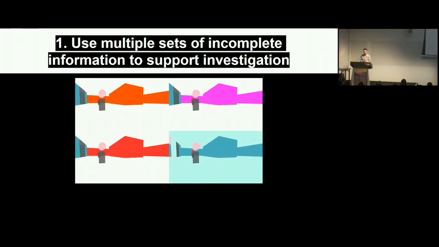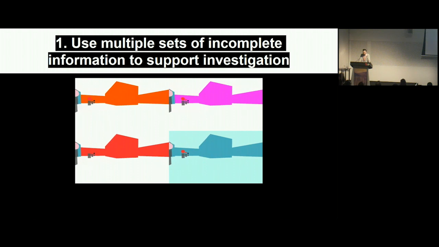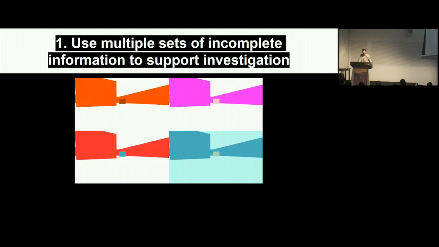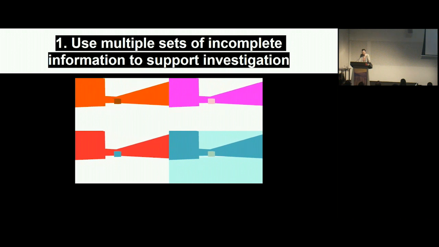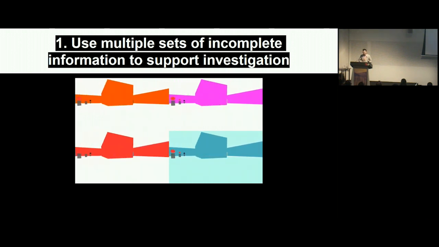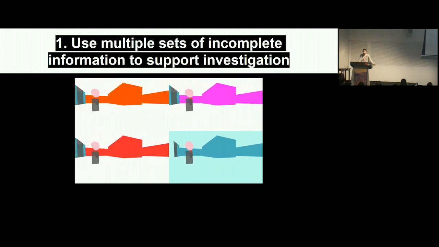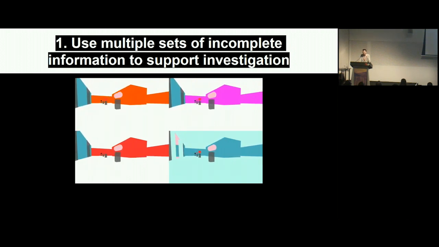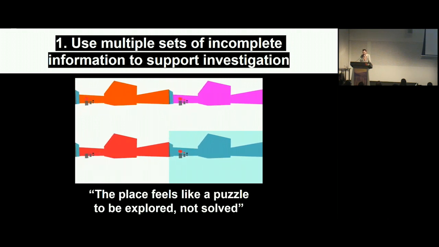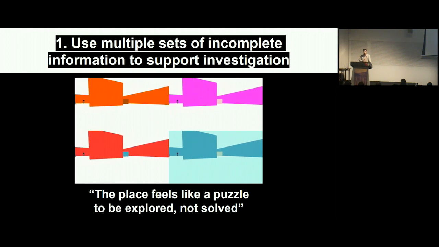So the first is use multiple sets of incomplete information to support navigation. It's obvious in World 4 that there's this overt on-screen fragmentation through the 4 views. And of course, players spent a lot of time triangulating between these 4 views to understand their surroundings and figure out the space. And one player really helpfully described it as a puzzle. The game is a puzzle to be explored but not solved.